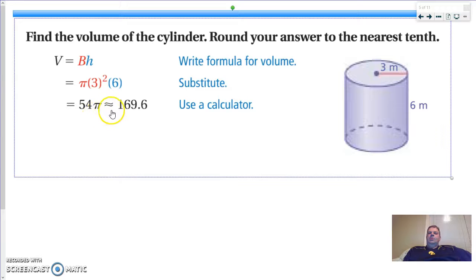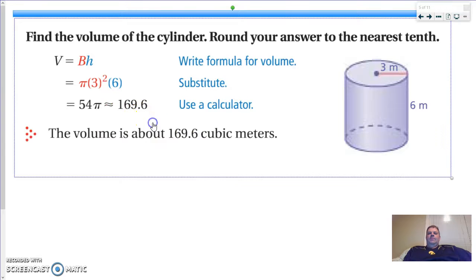If we take that times 3.14, we will get approximately 169.6. So the volume is about 169 6/10 cubic meters. Volume is always cubic, whatever the label is. This time it is meters, so we have cubic meters.